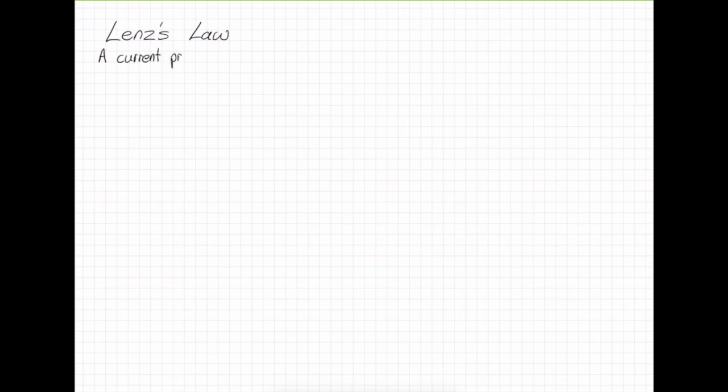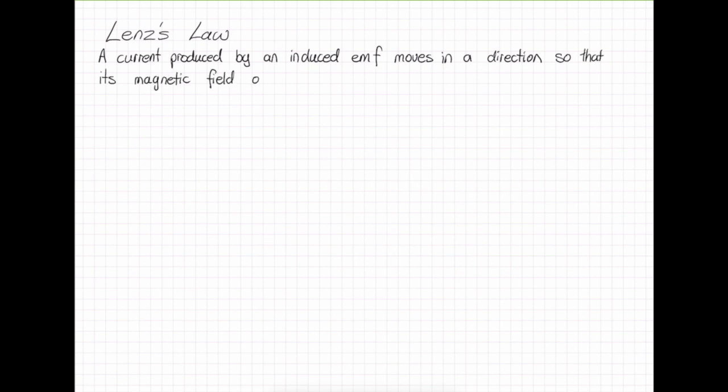Lenz's law states that a current produced by an induced EMF moves in a direction so that its magnetic field opposes the original change in flux. So what does this mean? Well, let's talk through an example.